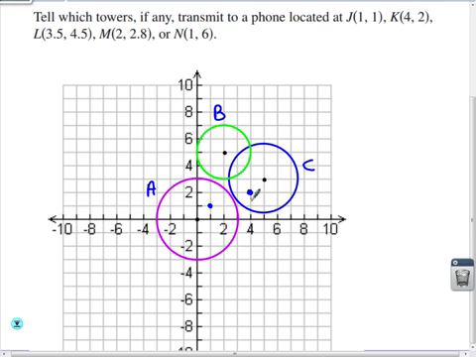The point 3.5, 4.5 actually gets covered by B and C. And then 2, 2.8, go over 2, go up 2.8. That's probably my house. And then 1, 6 is covered by B. So yeah, that's most of our houses right there. It gets covered by absolutely no cell phone towers. You don't have any service.